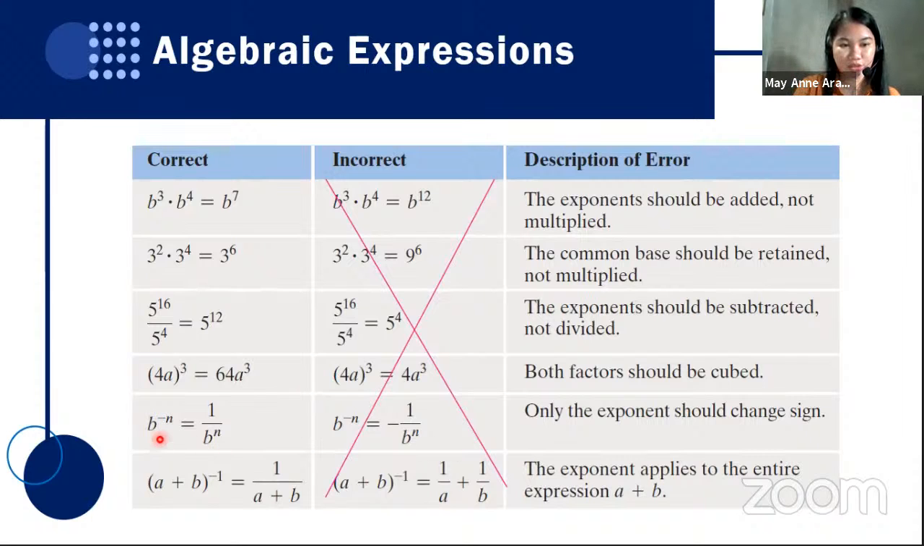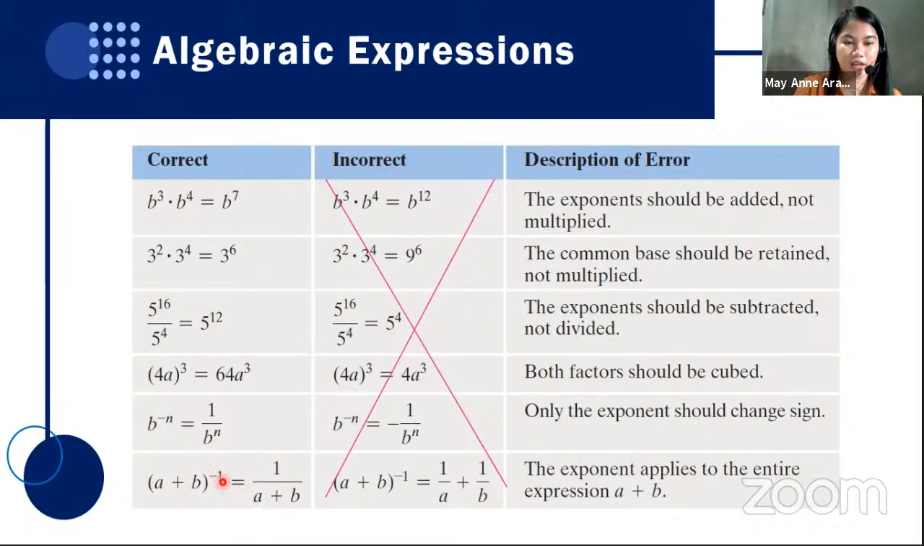Another thing: you have b raised to negative n. It's written as 1 over b raised to n, but another mistake is that it is still made negative. It becomes 1 over b raised to n, but still negative. So we remove the sign. Once the number with a negative exponent is in the denominator, or we changed it into 1 over b raised to n, the negative sign is removed. Okay, next.